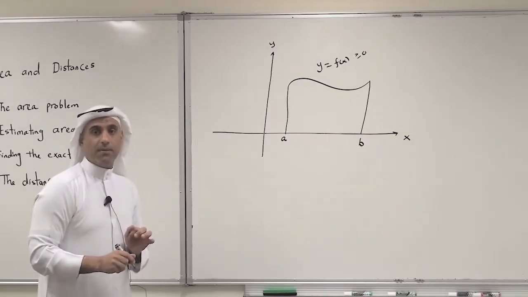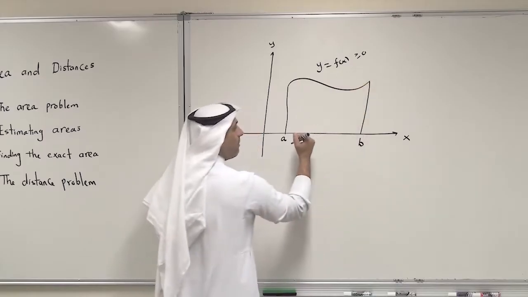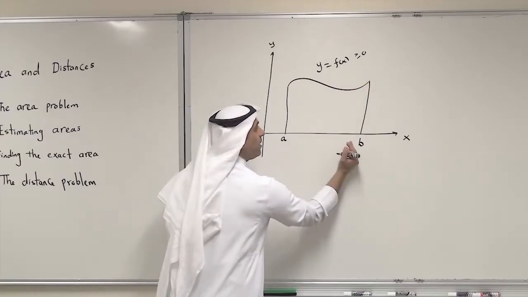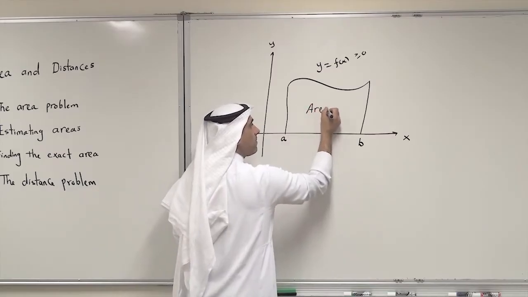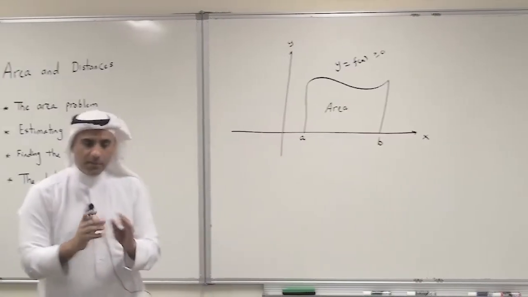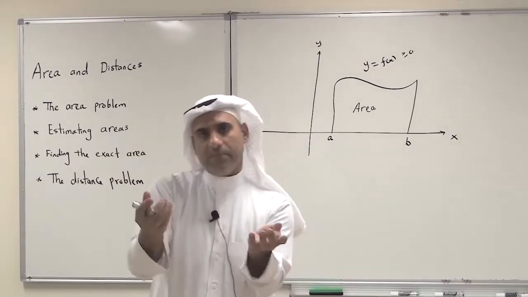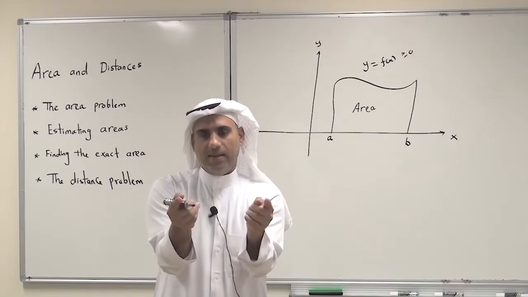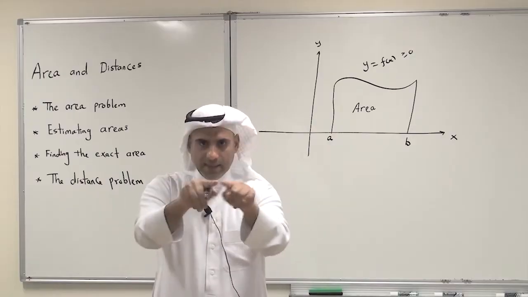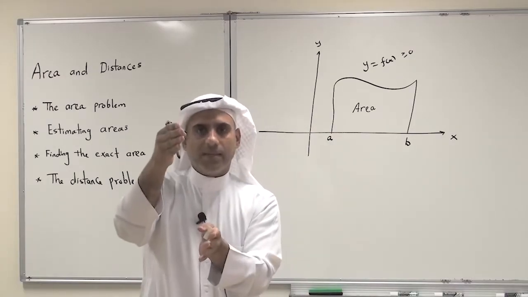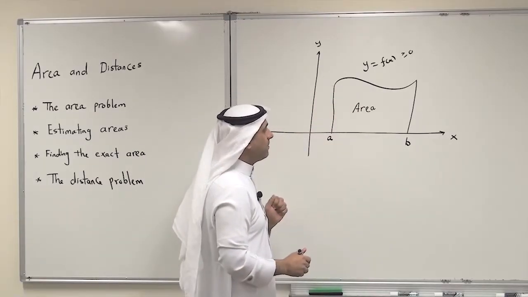What is the area problem? The area problem is how to find the area under the curve above the x-axis between a and b. So actually what we are interested in is this. What is this area equal to? People are familiar with finding areas if the sides are straight lines. For example, if you have a rectangle, then the area is the width times the height, isn't it? If you have a triangle, then the area is 1/2 the base times the height. But if you have a curve, how to find the area under the curve?